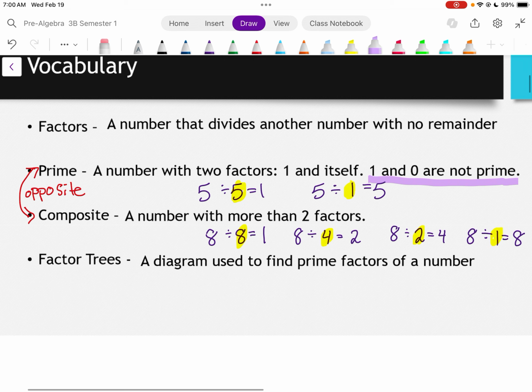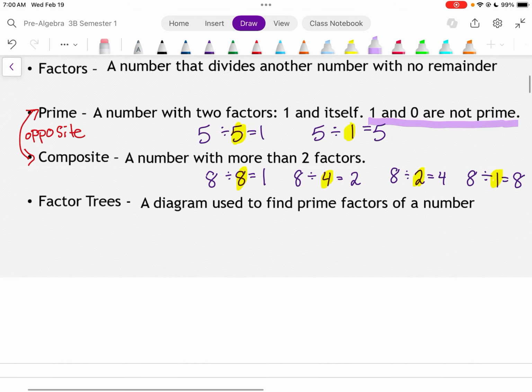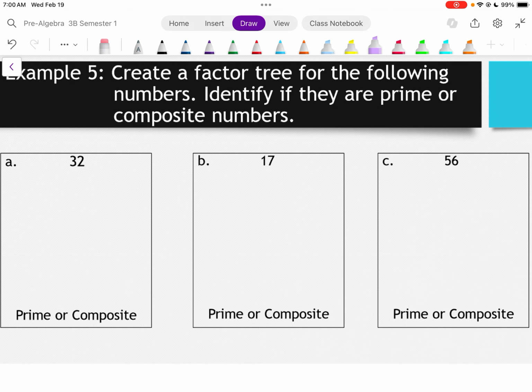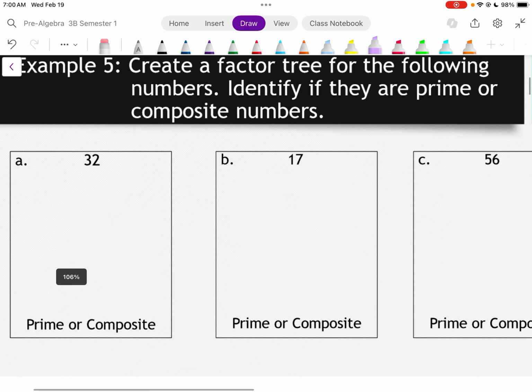Okay. And then something that we're going to do to help us find common factors are factor trees. And that's a diagram used to find prime factors of a number. And we are going to go over what that looks like on the next page. Okay. So the directions for this example, we are going to create a factor tree for the following numbers and then identify if they are prime or composite numbers.